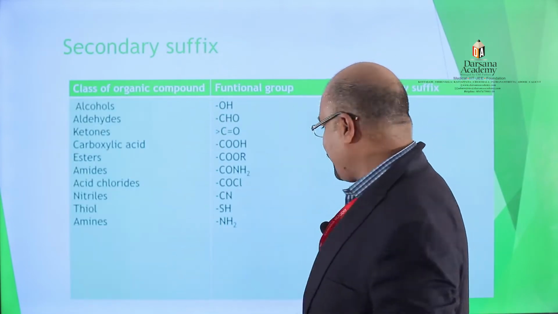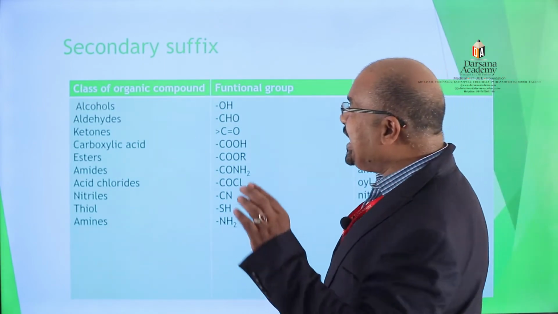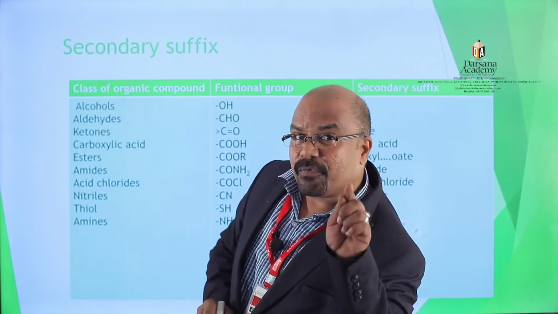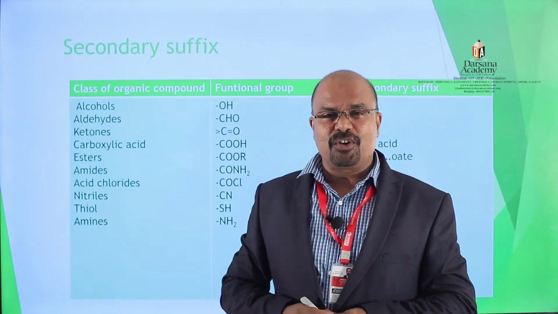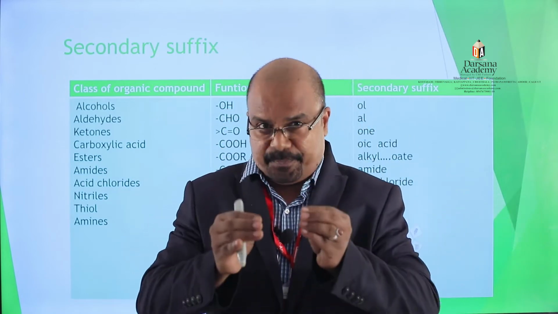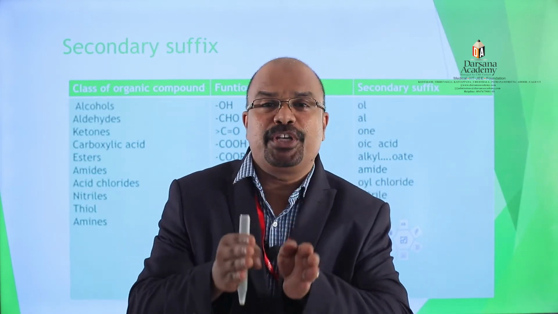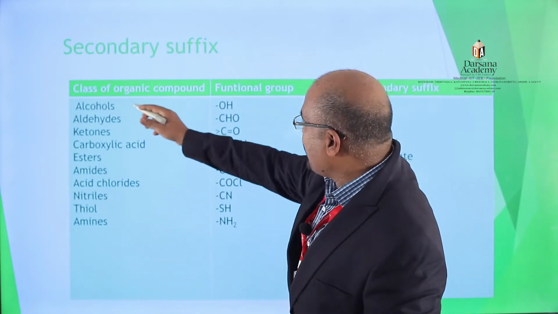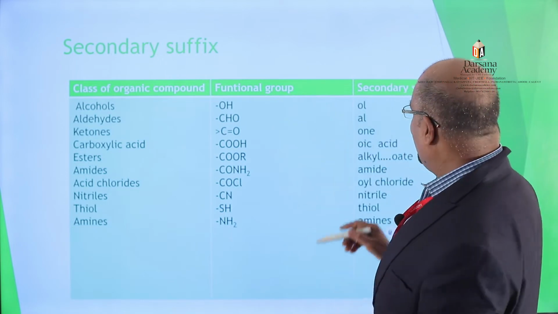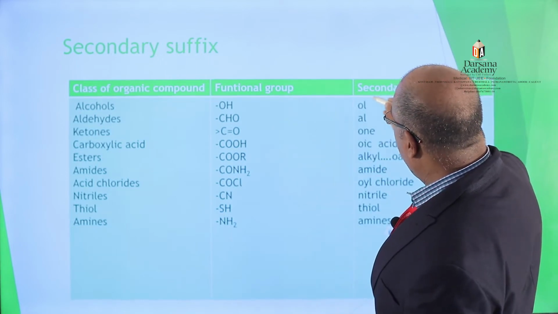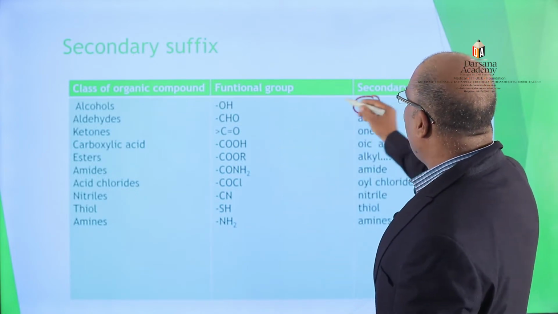And the secondary suffix. What about the secondary suffix? The secondary suffix indicates the presence of a functional group. What do you mean by functional group? Functional group means an atom or group of atoms which determine the property of an organic compound. For example, alcohol. The functional group is OH. So the secondary suffix will become OL. The secondary suffix of alcohol is OL.